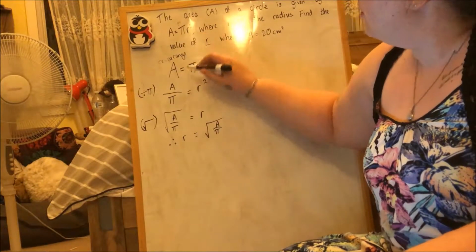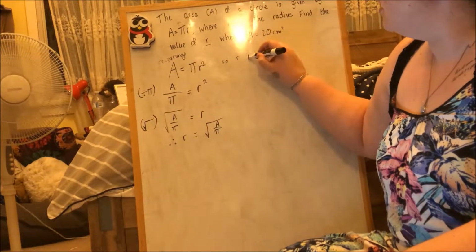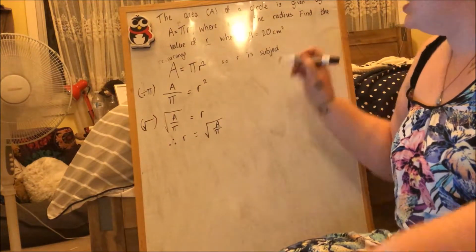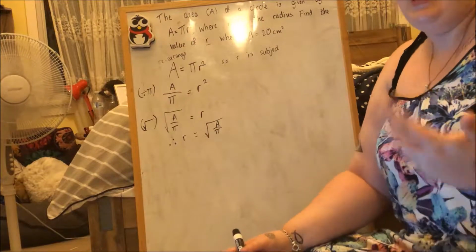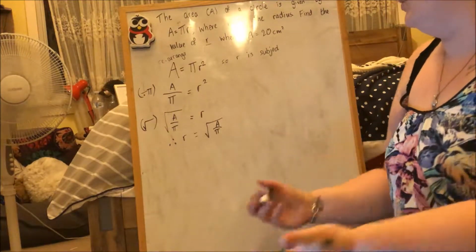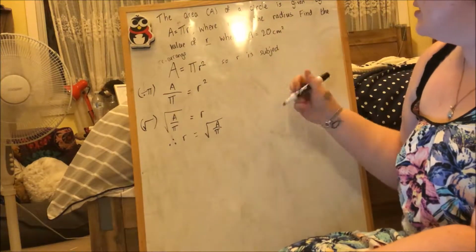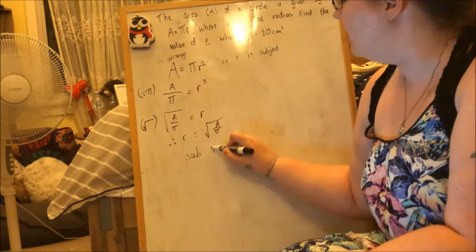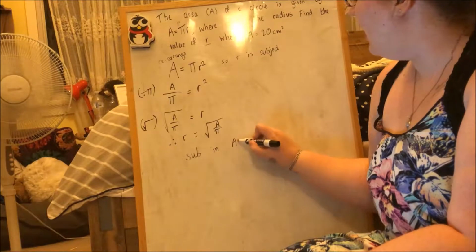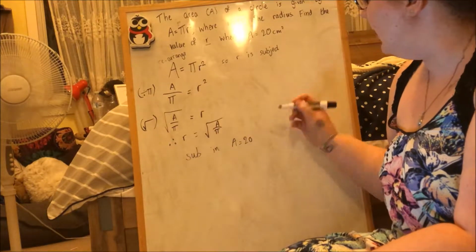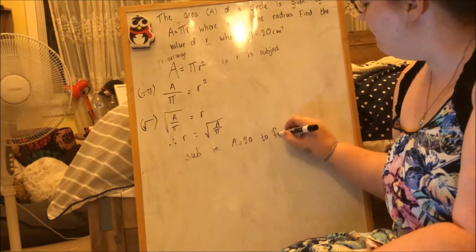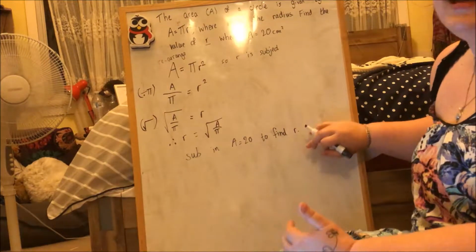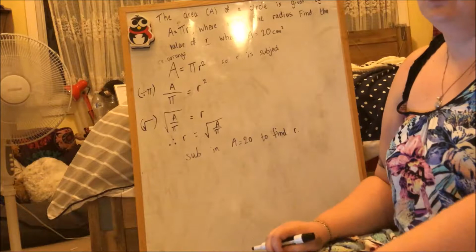Rearrange, so R is the subject. So I can physically tell you what I'm doing, and that makes it easier for someone to follow along. So I've rearranged, so R is the subject, and then we're going to sub in A equals 20 to find R. This is not an essential step, but it is a useful step.